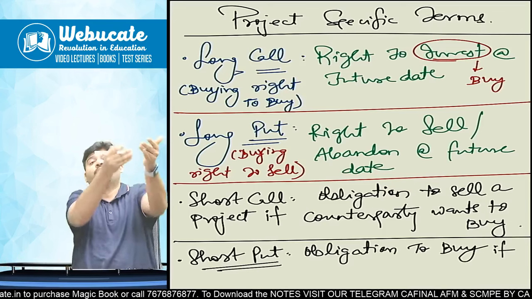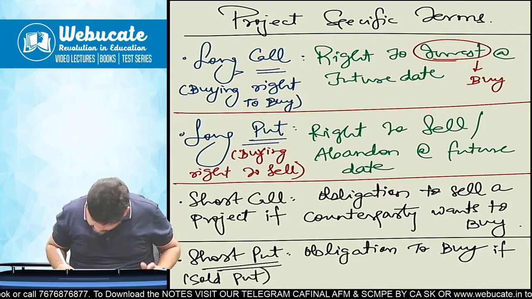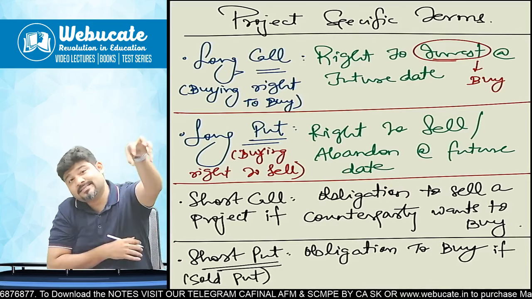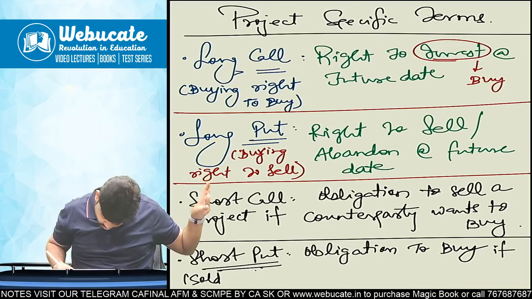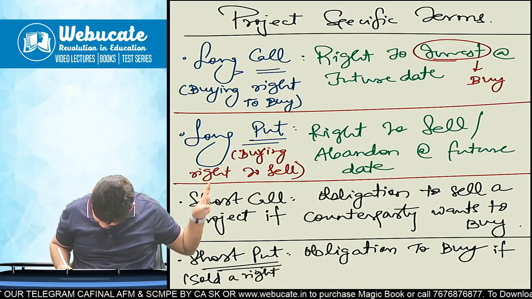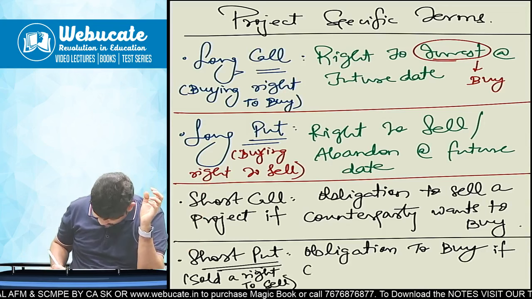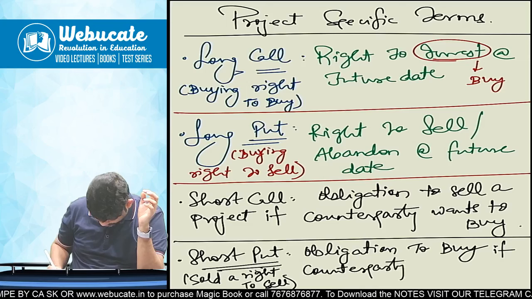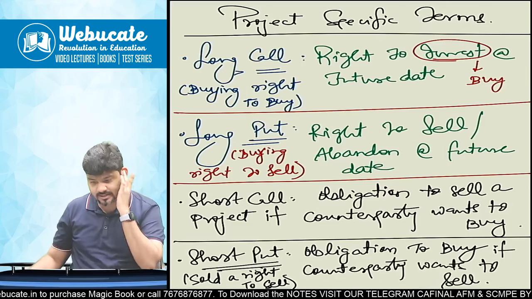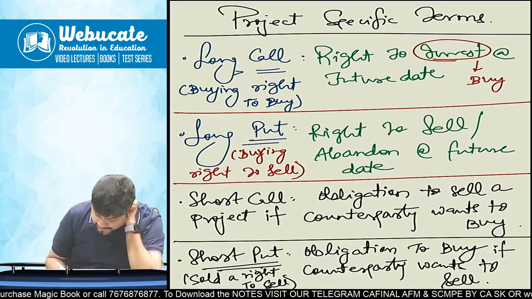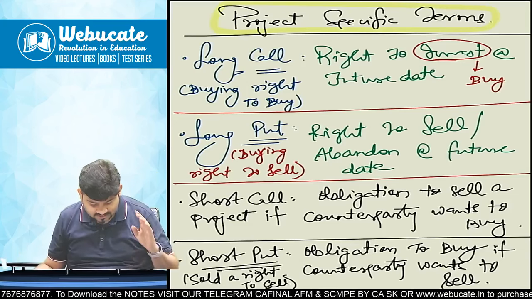So I have sold a put. Are you understanding? Try and understand, guys. I have sold a put, so I have sold a right to sell. So somebody else has the right to sell. I am under an obligation to buy. Sold a right to sell: obligation to buy if the counterparty wants to sell. Got it? So this is how the whole concept works as regards project specific things are concerned.